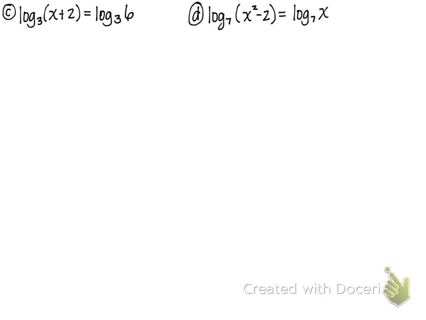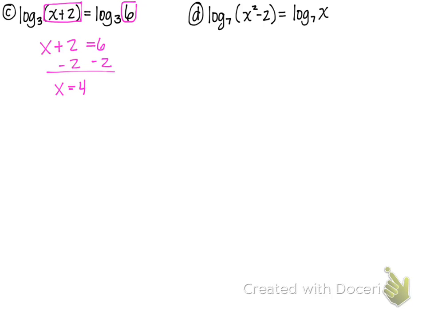For example C, this is like case 2. We have some log of the same base is equal to another log of the same base. And these are singular logs. So literally all we have to do is take the insides, and set them equal to each other. So we're going to have x plus 2 is equal to 6. Then to solve for x, subtract 2 from both sides, and we get x is 4.